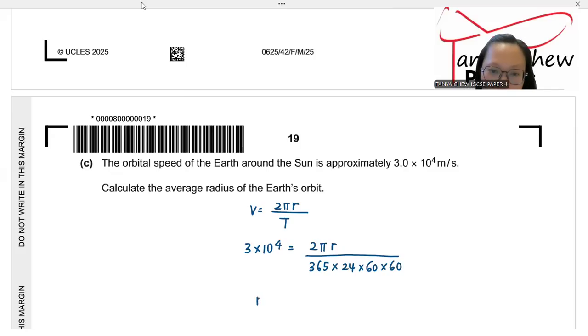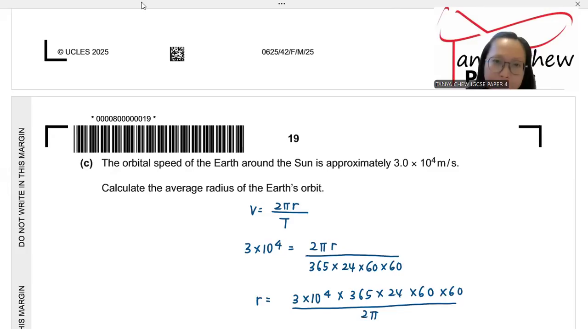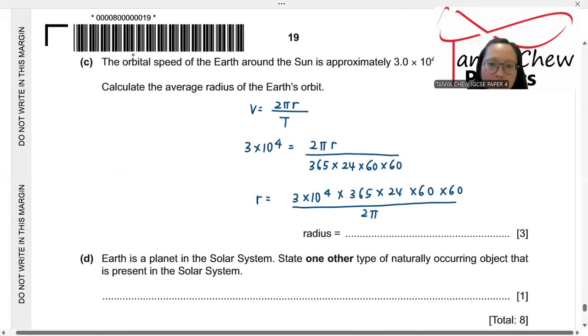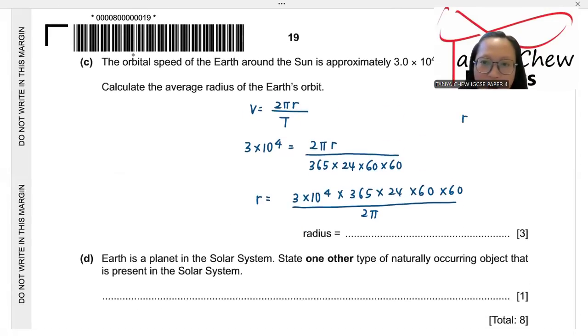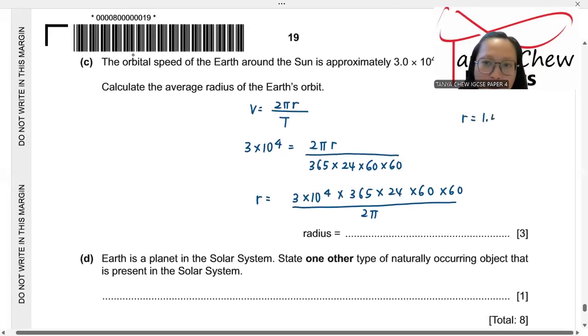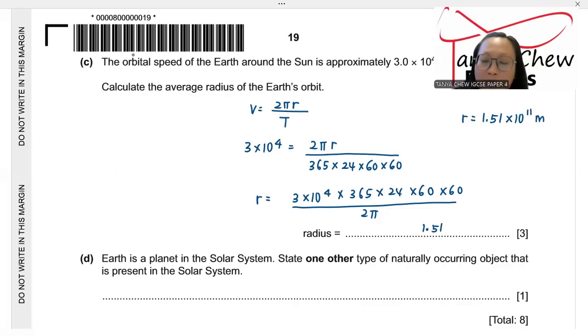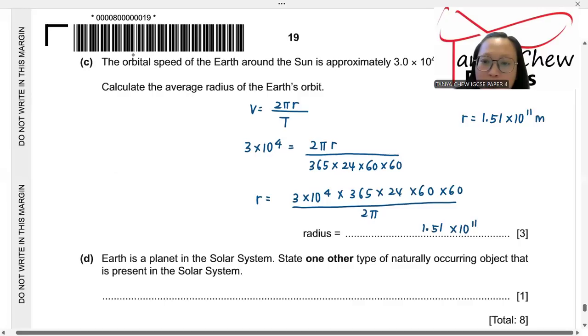Make R the subject. R is equal to 3 times 10 to the power of 4 times 365 days times 24 times 60 times 60 divided by 2 pi. So when you do it nicely, R that you are supposed to get is 1.51, I put in 3 significant figures, times 10 to the power of 11 meter. You could put 1.5 times 10 to the power of 11 meter.